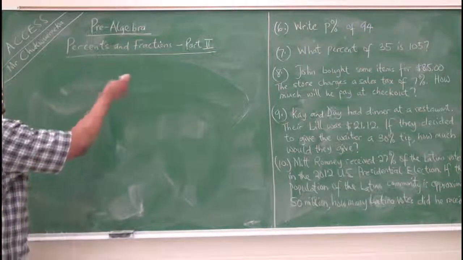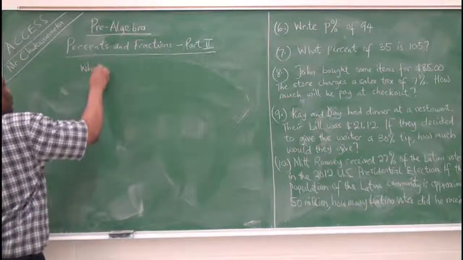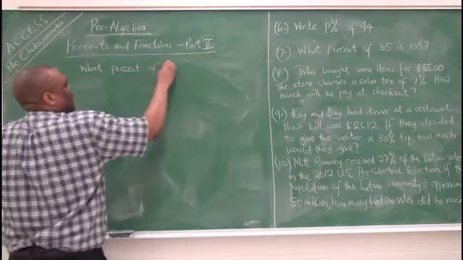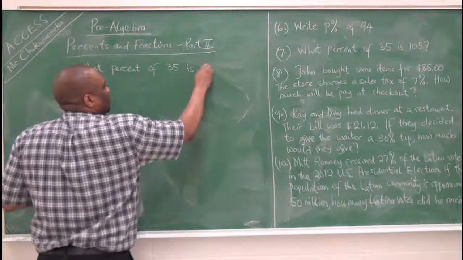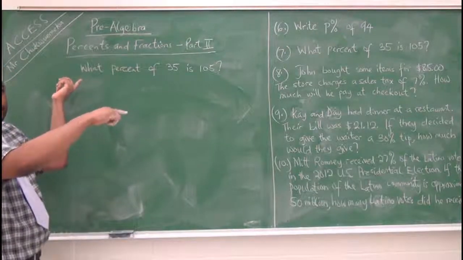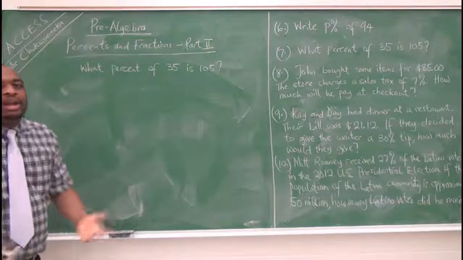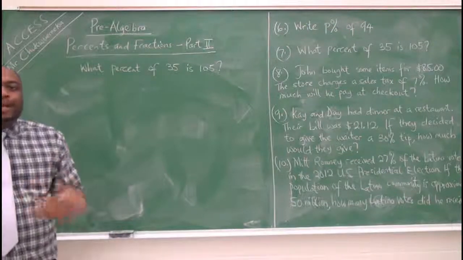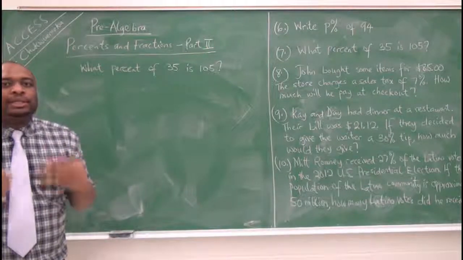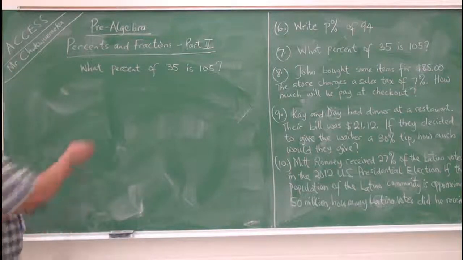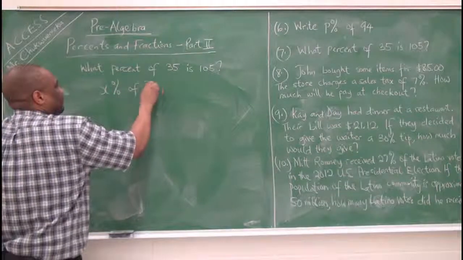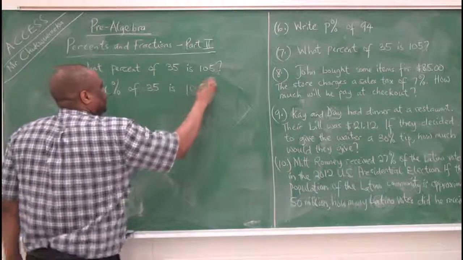So, when we see what percent of 35 is 105, we don't know what percent. Whatever we do not know in mathematics, we just assign a variable. So let's just say x% of 35 is 105.